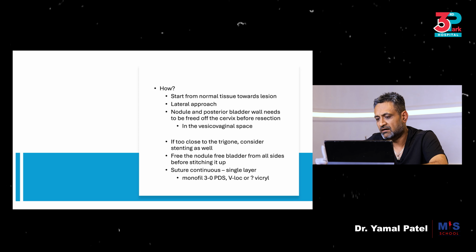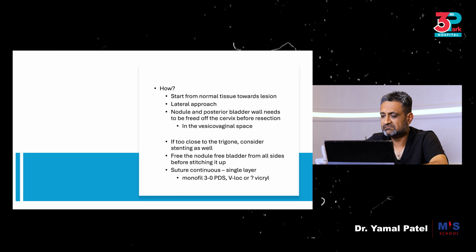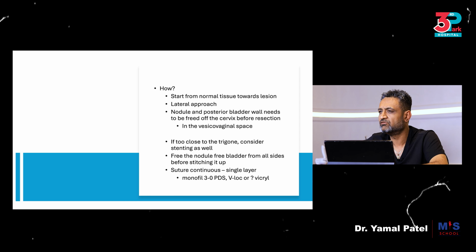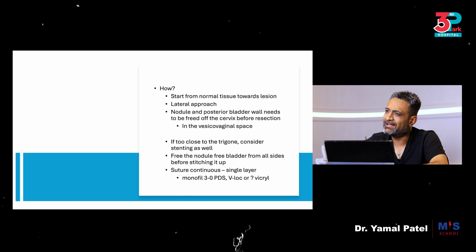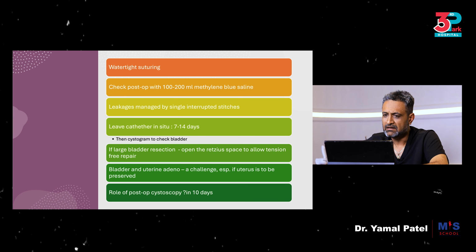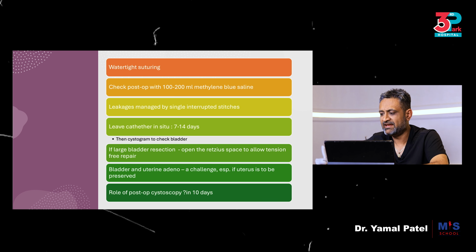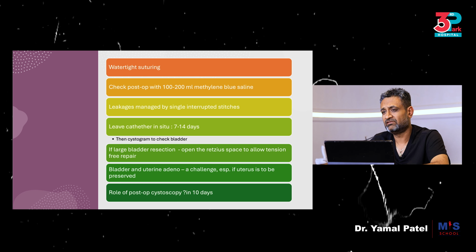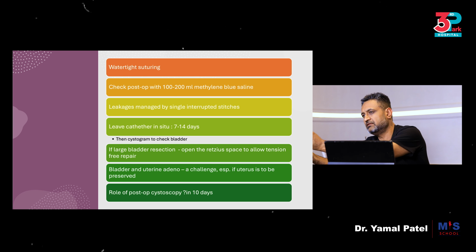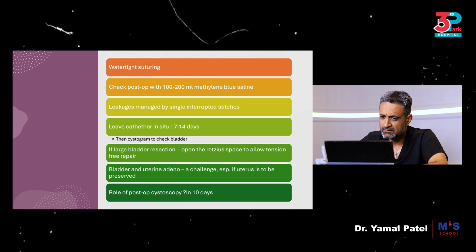You can use a continuous single layer closure. You can use the monofilament, 3-0 PDS or V-Lock, and even Vicryl can be used for repair of the bladder. We try and ensure that it's watertight, so start with the angles and then close from one to the other so that you don't miss out the angle.